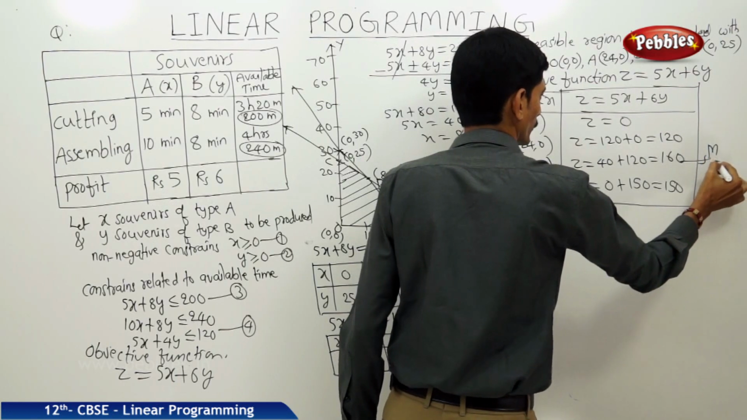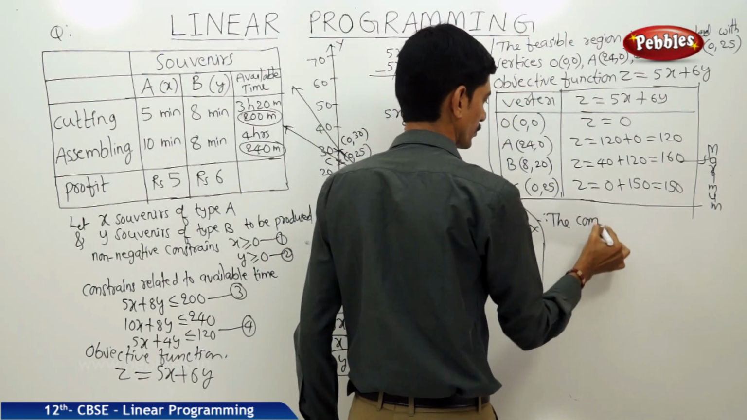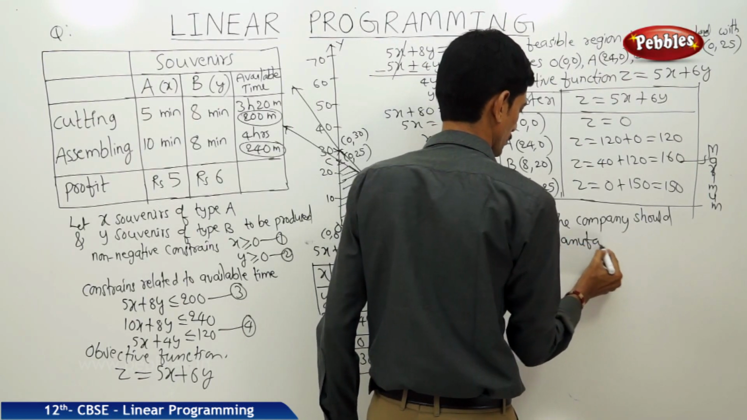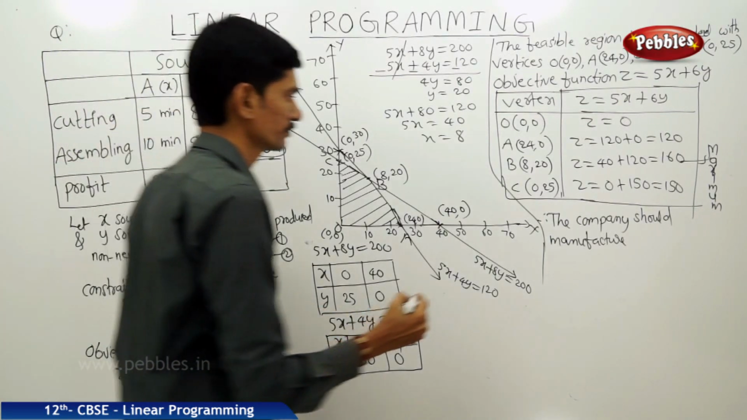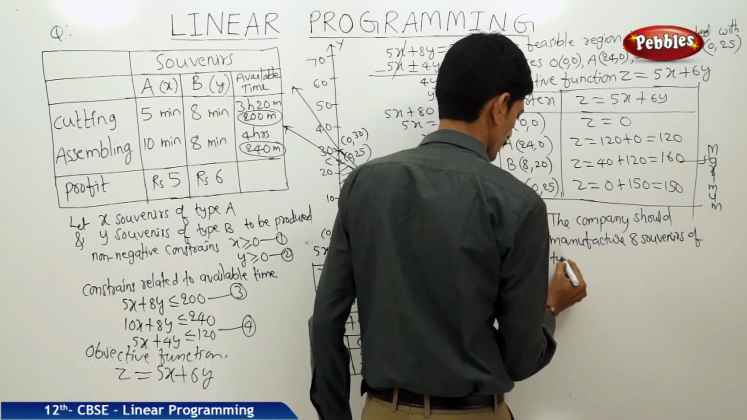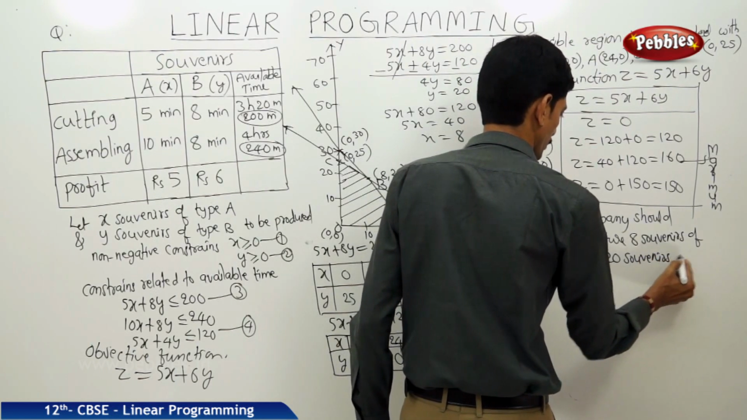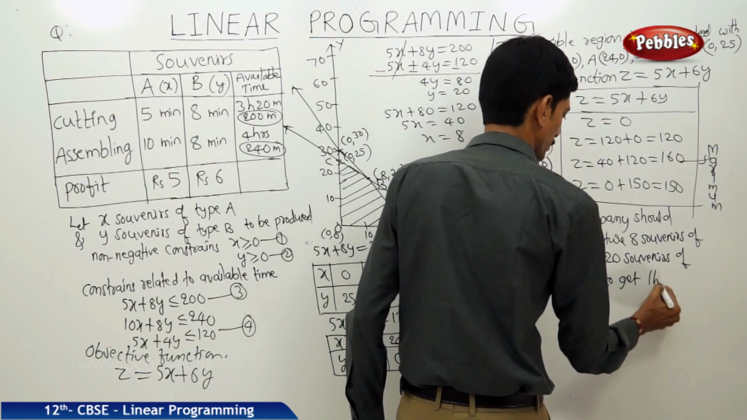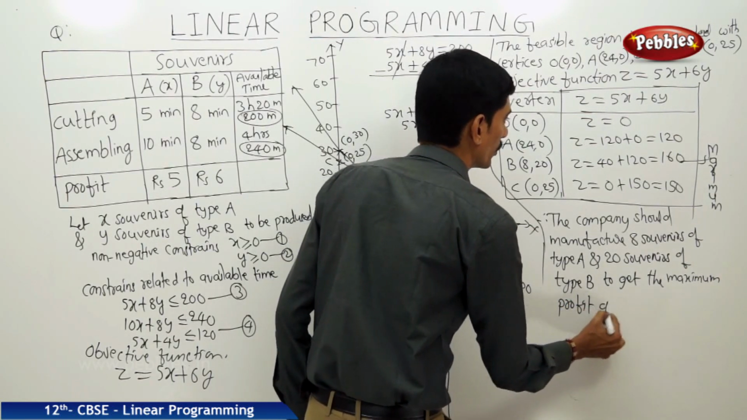Now this is the maximum. Therefore the company should manufacture 8 souvenirs of type A and 20 souvenirs of type B to get the maximum profit of 160 rupees.